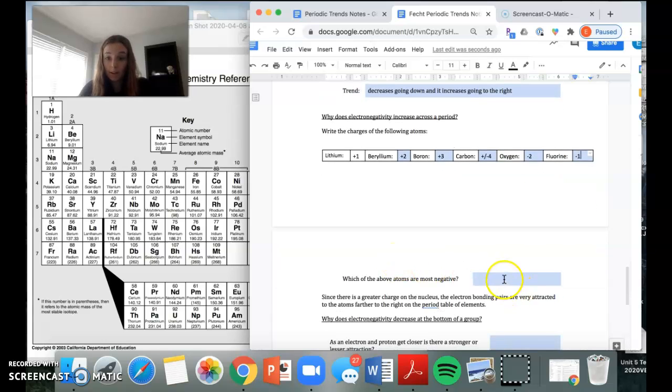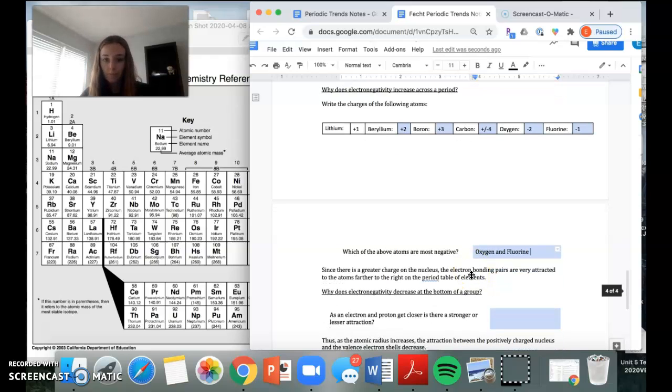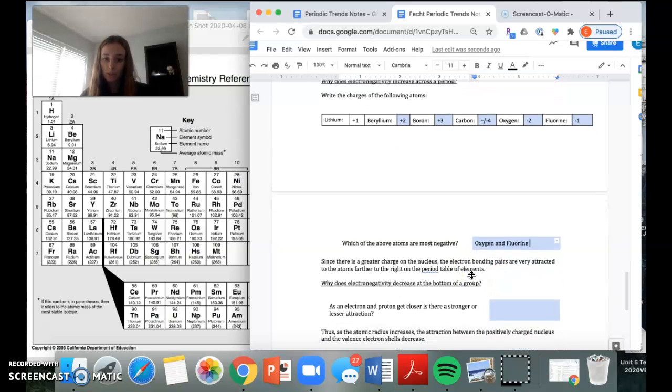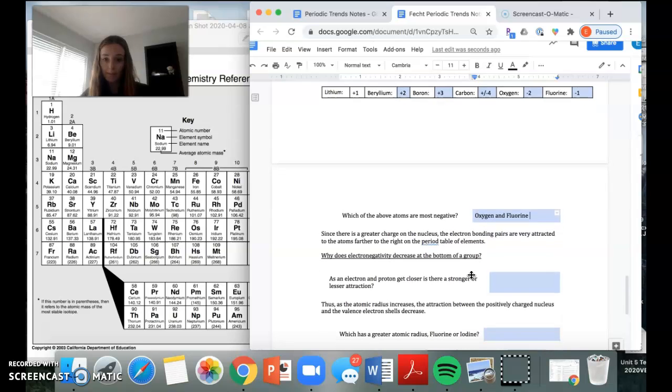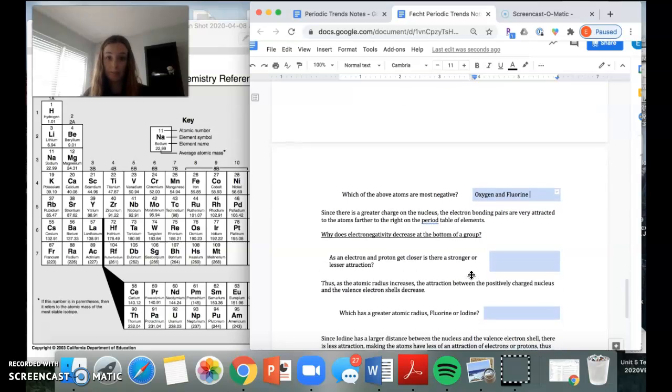So which of these are the most negative? Well, oxygen and fluorine would be. And sometimes carbon. Since there is a greater charge on the nucleus, the electron bonding pairs are very attracted to the atoms farther to the right. So the farther to the right, the more electronegative they are.